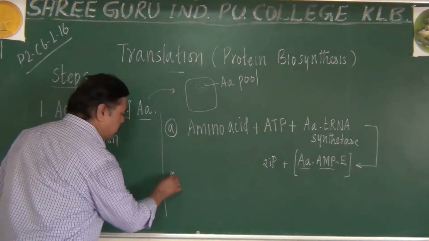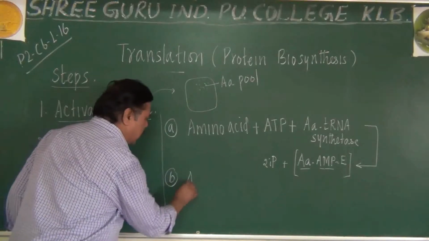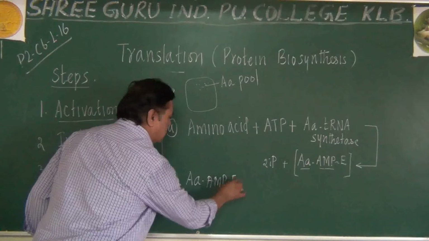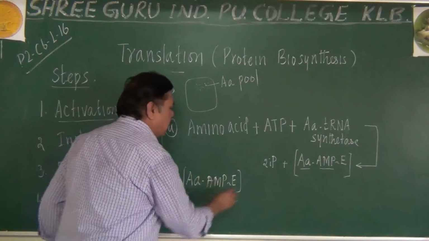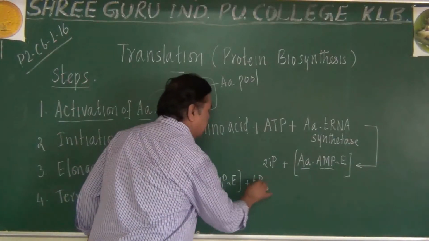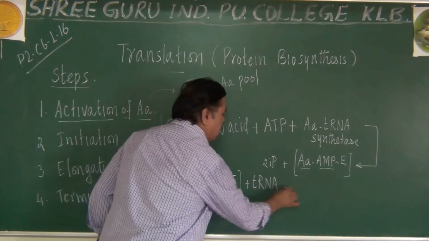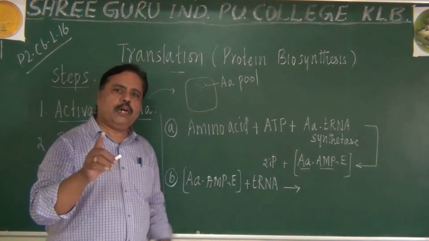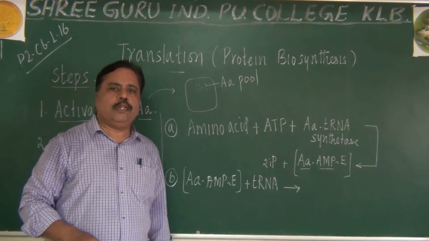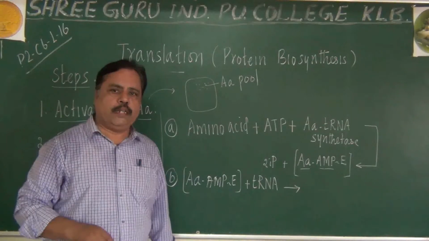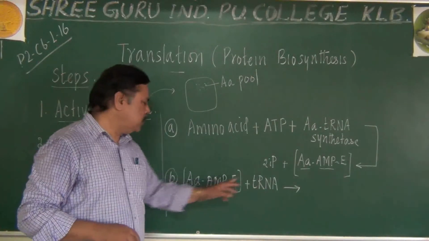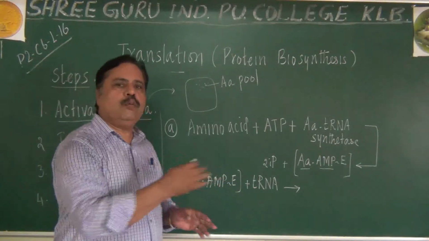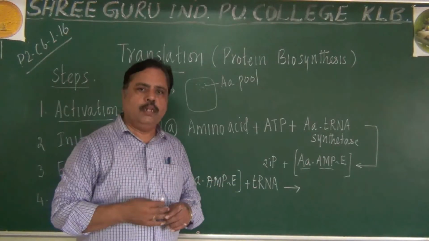Second step means this amino acid AMP enzyme complex will react with or join with a tRNA molecule. Here you have to remember this point. The tRNA should be cognate tRNA. On the other day I told you what is called cognate tRNA. It must be specific for this amino acid. Not that any tRNA will go and take that amino acid.